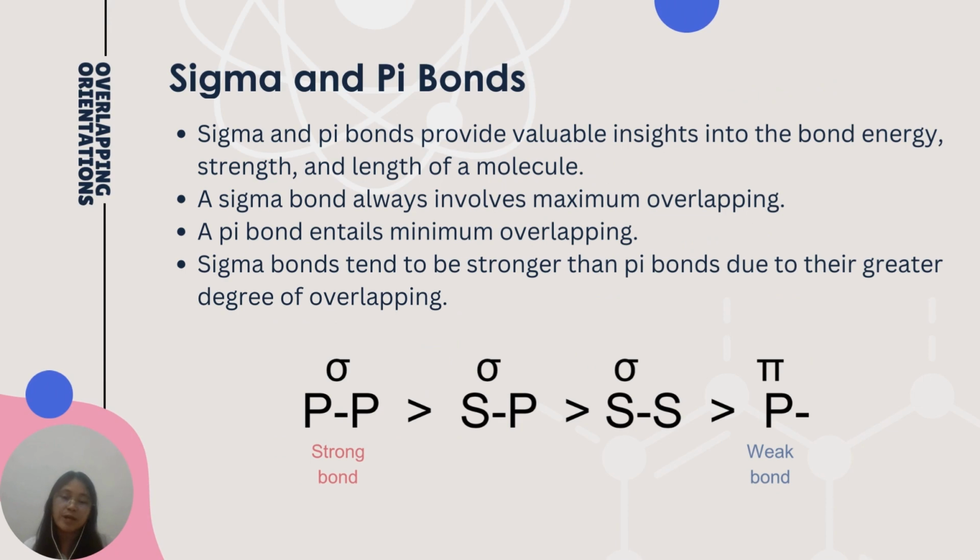The sigma and pi bonds provide valuable insights into the bond energy, strength, and length of a molecule. It's important to remember that a sigma bond always involves maximum overlapping, while a pi bond entails minimum overlapping. Valence bond theory asserts that the degree of overlapping directly determines the strength, energy, and length of the bond. Consequently, sigma bonds tend to be stronger than pi bonds due to their greater degree of overlapping. The significant overlapping in a sigma bond enhances the bond strength and energy of the molecule, whereas the minimal overlapping in a pi bond reduces both bond strength and energy. The order of increasing bond energy and strength among various combinations of atomic orbitals follows a specific pattern as shown here.